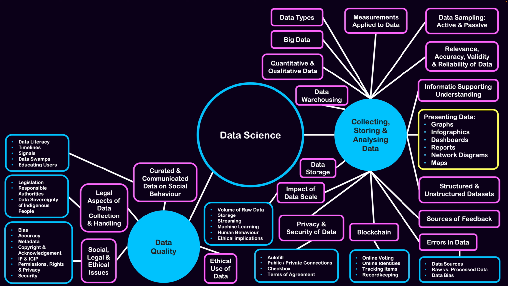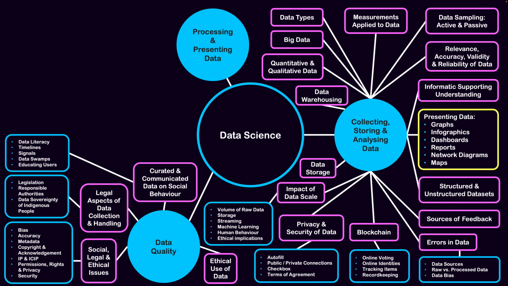Okay, understanding things such as data literacy, how to actually specifically understand data, timelines of data and how it is used. Okay, signals and data swamps, and then educating users in this area. Once again, an area that I need to look into more to get my own understanding about it. So that final point is relevant to me too. But there's some key terms that are also very new to this course in relation to data and social behavior.